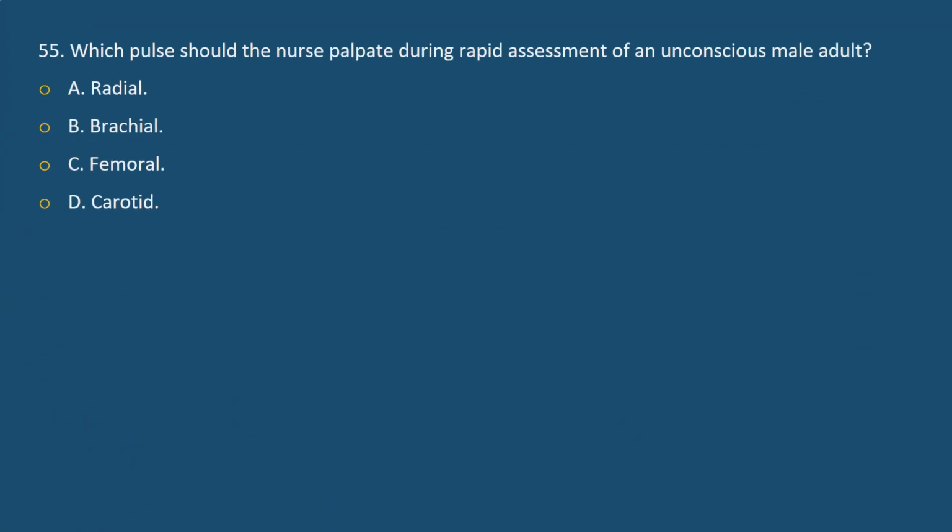Question 55. Which pulse should the nurse palpate during rapid assessment of an unconscious male adult? A. Radial, B. Brachial, C. Femoral. D. Carotid.